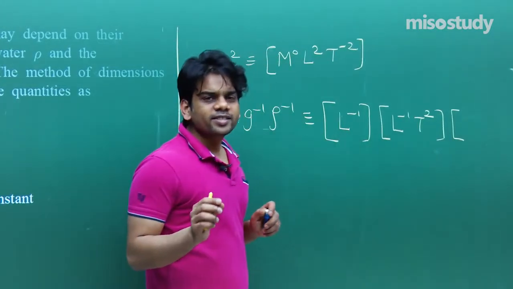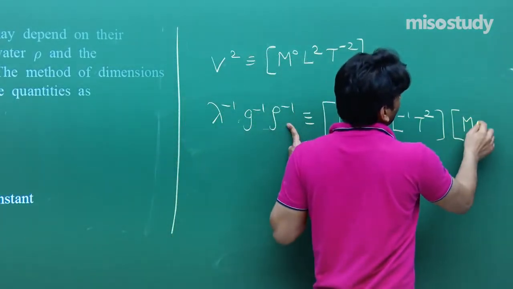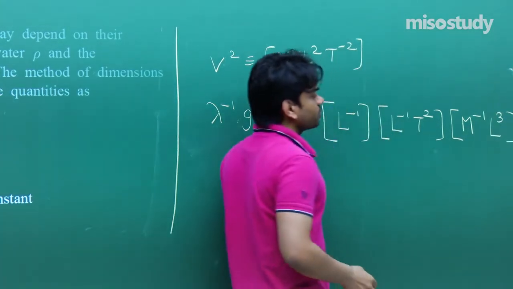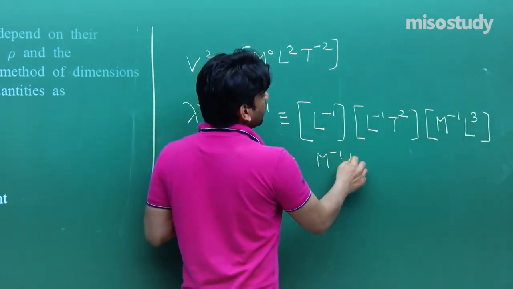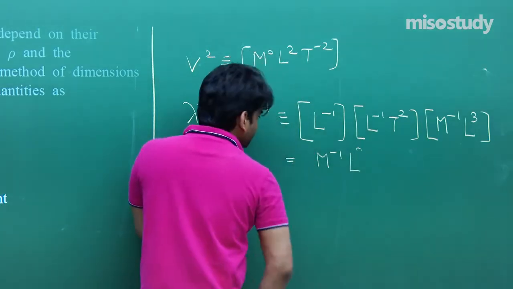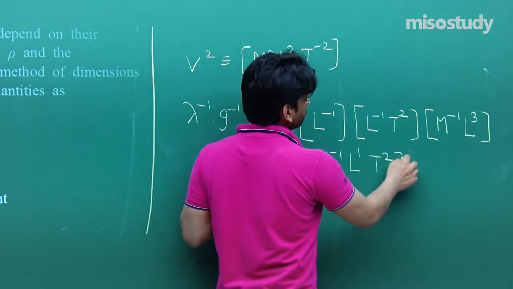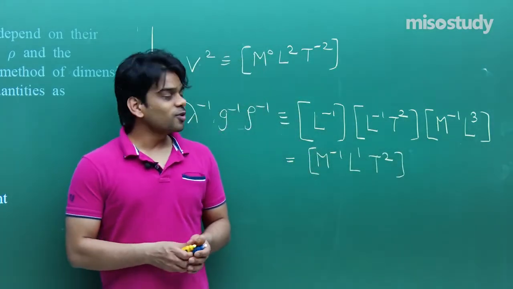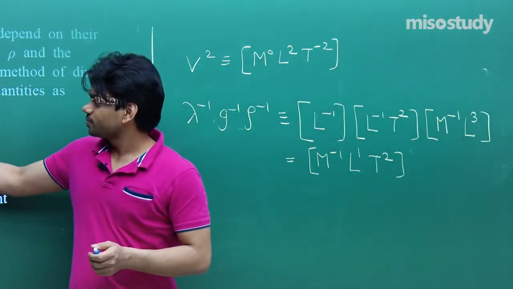Rho is density, and density is mass per unit volume. Multiplying the power by minus 1, L power minus 3 will become L power plus 3, so rho power minus 1 is M power minus 1, L power 3. Let us multiply: we will have M power minus 1, and L power minus 1 plus 3, which is plus 2. So the term is M power minus 1, L power 2, T power 2. Again, this is not matching with v square. So this option is incorrect.